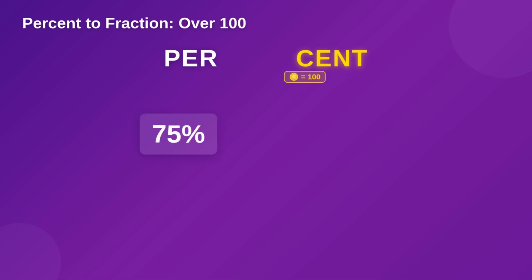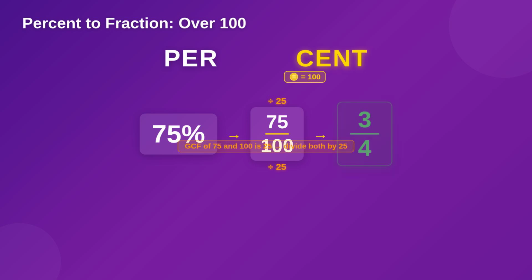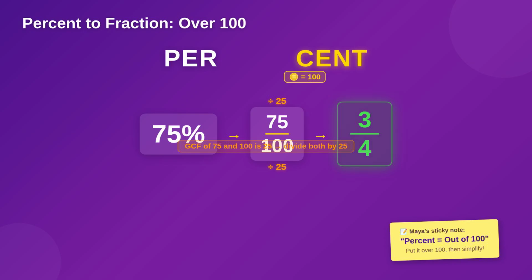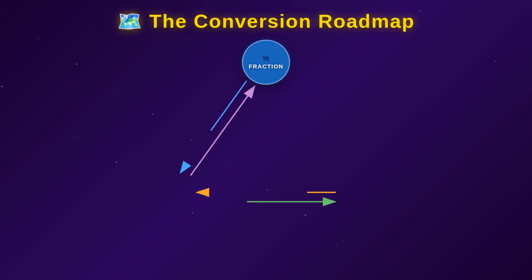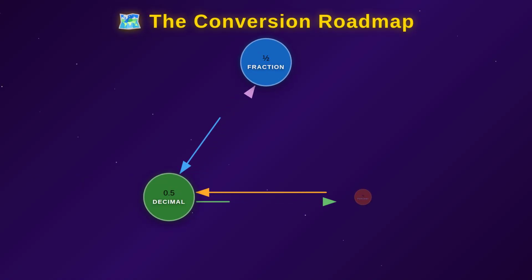What about going from a percent back to a fraction? This one is also super clean. Percent literally means per hundred. That's what the word means. So any percent you see, just put it over 100 and simplify. 75% becomes 75 over 100. Then we simplify. Both 75 and 100 are divisible by 25, so that becomes 3/4. Maya wrote this on a sticky note for her desk. Percent means out of 100. Simple as that.